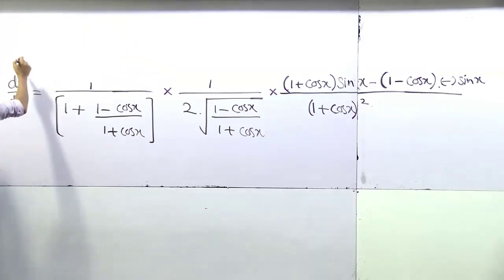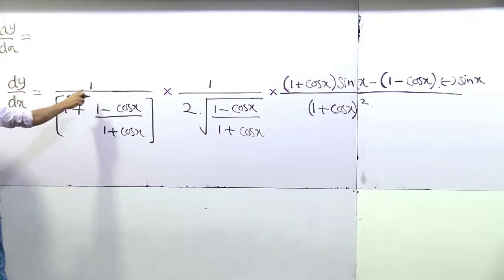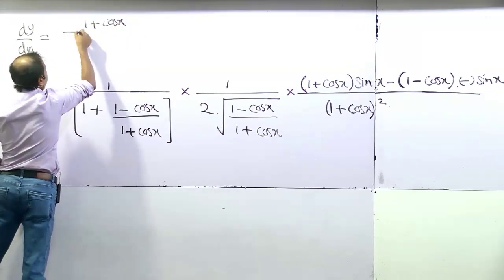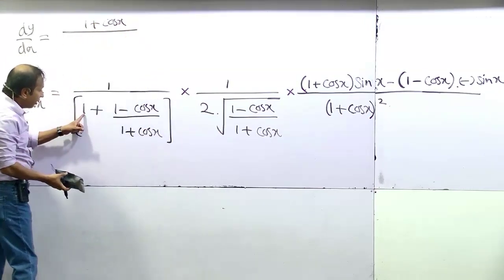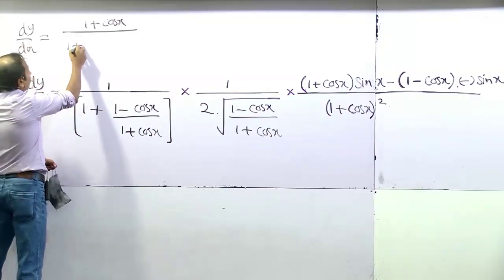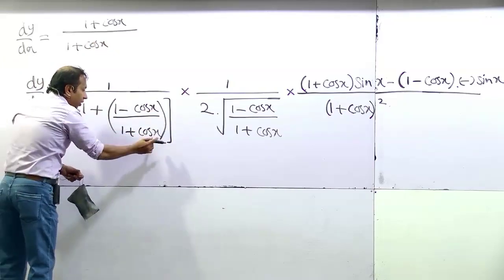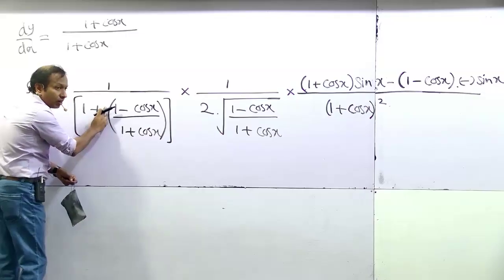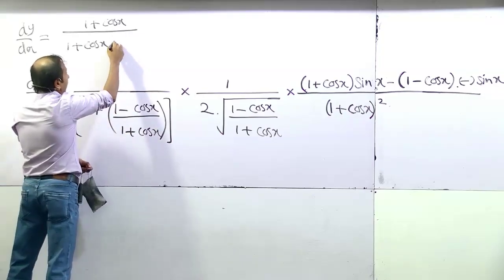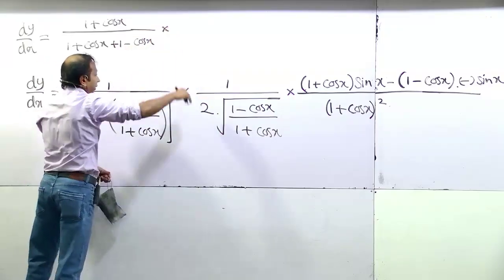Right. dy over dx. This I multiply by 1 plus cos 6. This I multiply by 1 plus cos 6. What do you get? 1 plus cos 6. This one, when I multiply by 1 plus cos 6, this 1 plus cos 6 multiplier will cancel 1 minus cos 6 plus 1 minus cos 6 multiplied. Okay.